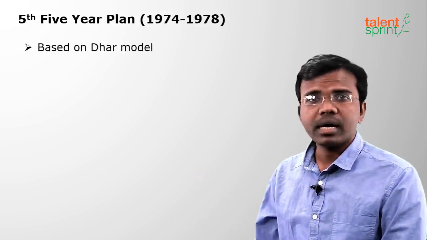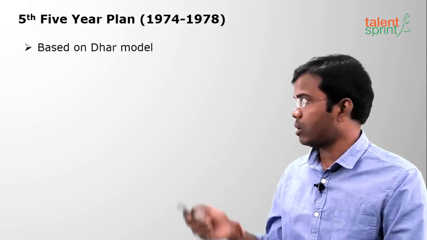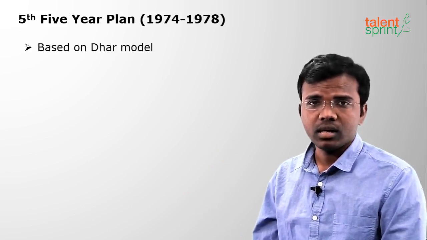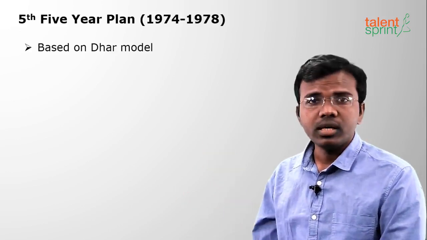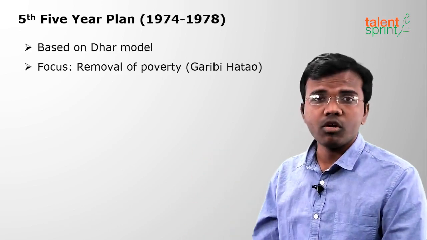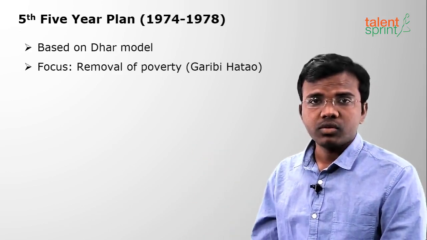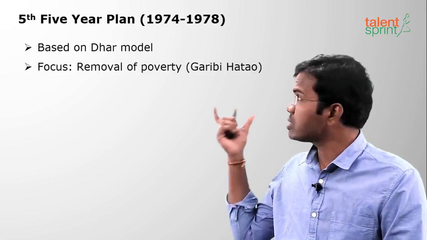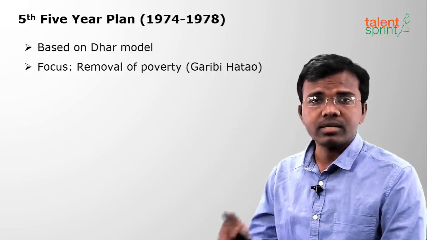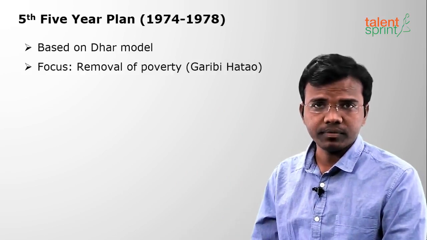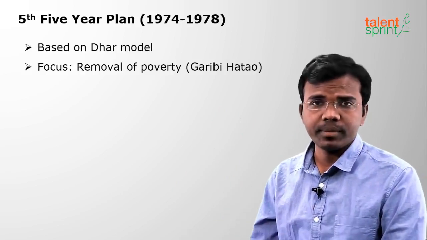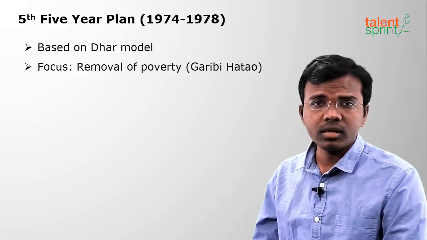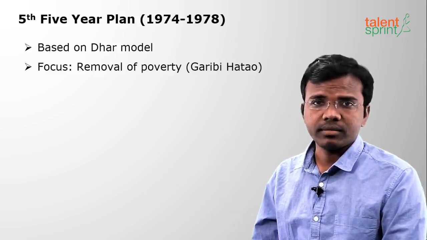The fifth 5-year plan is based on the D.P. Dhar model. D.P. Dhar is an economist, and he has given this model. His focus was on removal of poverty. So the famous slogan given during this 5-year plan was Garibi Hatao. Let's remove poverty from India, which is stopping our development. Okay, this was the famous slogan given during the fifth 5-year plan.